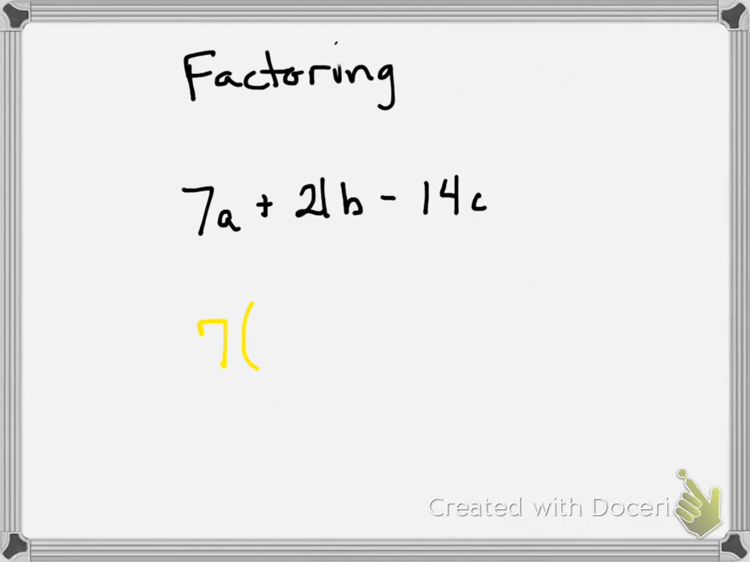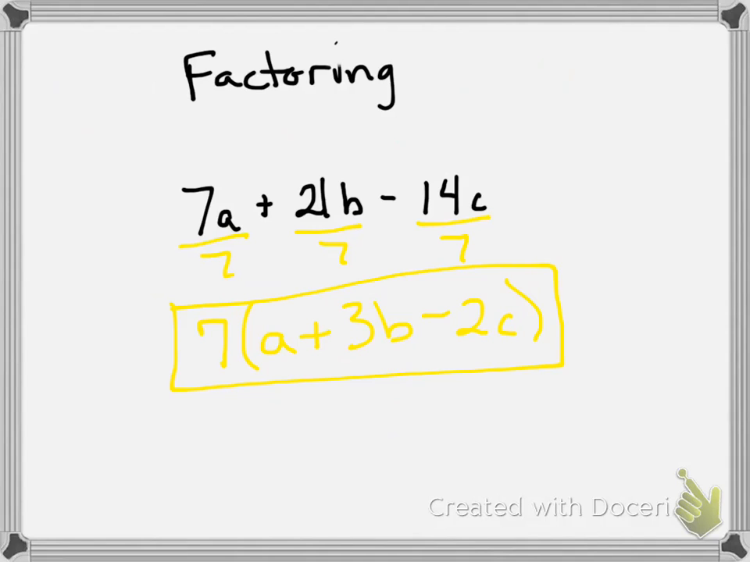Hopefully you said 7. So I'm going to take out that 7. And remember, I'm going to divide everything in the problem now by 7. So if I take 7a divided by 7, that's going to give me an a, plus 21b divided by 7, which is going to give me a 3b, and then minus 14c divided by 7, which is going to give me minus 2c. And that's my final answer for factoring.